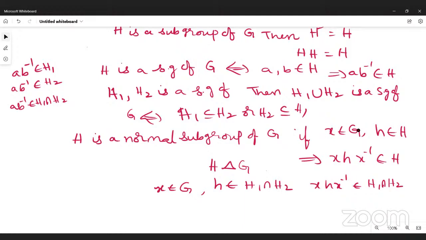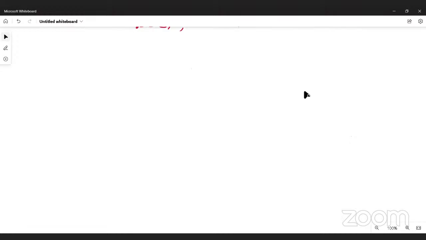Then we will study a separate kind of subgroups called normal subgroups. When do you say that H is a normal subgroup of G? For every x belongs to G, h belongs to H, if you have x h x inverse belongs to H, then we say that H is a normal subgroup. So here, the intersection of any two normal subgroups is a subgroup.